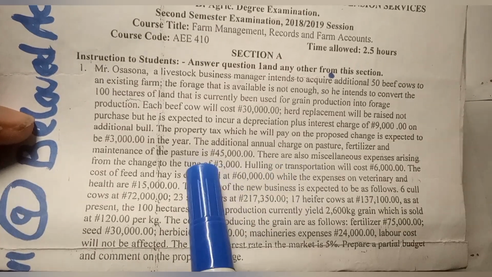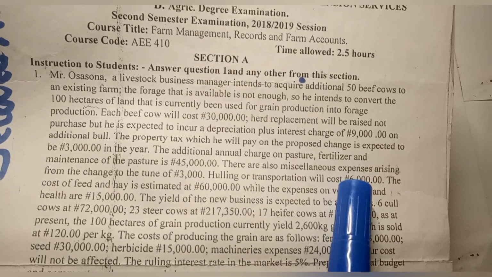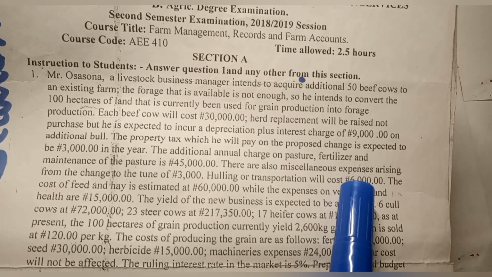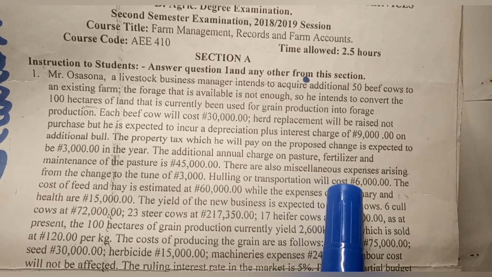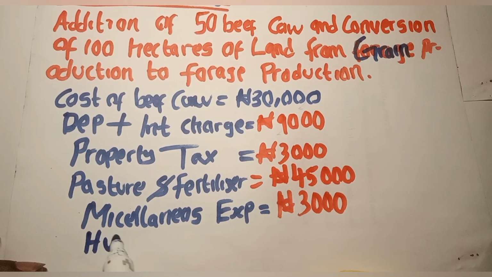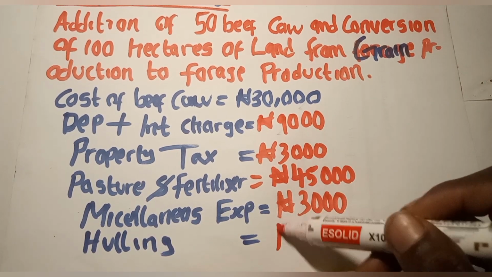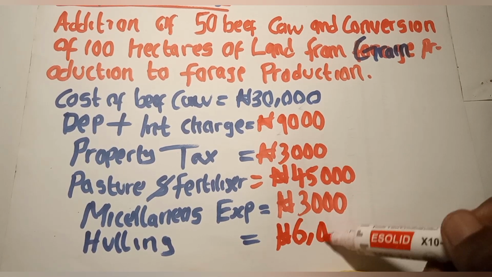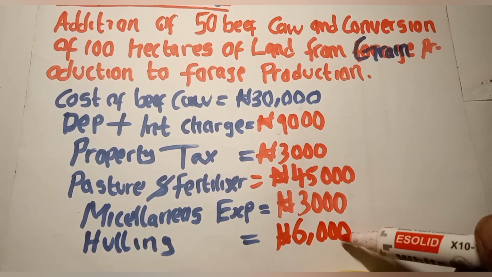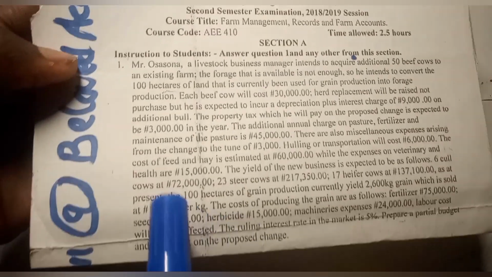Hauling, also known as transportation. So hauling and transportation will cost 6,000 naira. So I'm going to be having hauling and transportation here also. Let me use hauling. Hauling is 6,000 naira. So the next, let's proceed with the question.